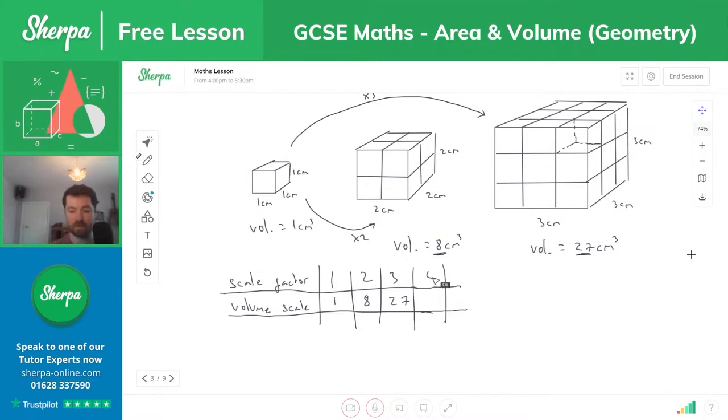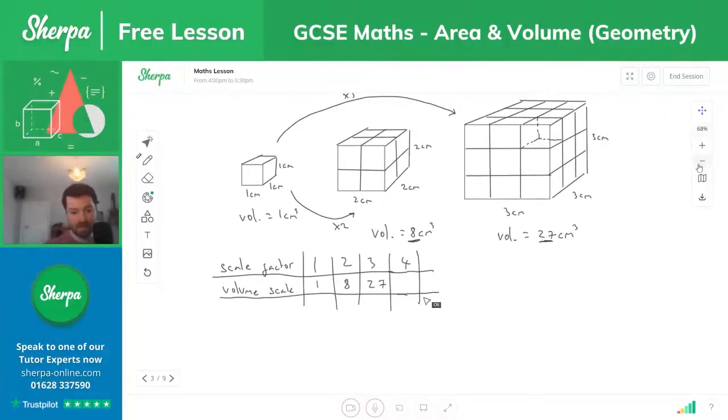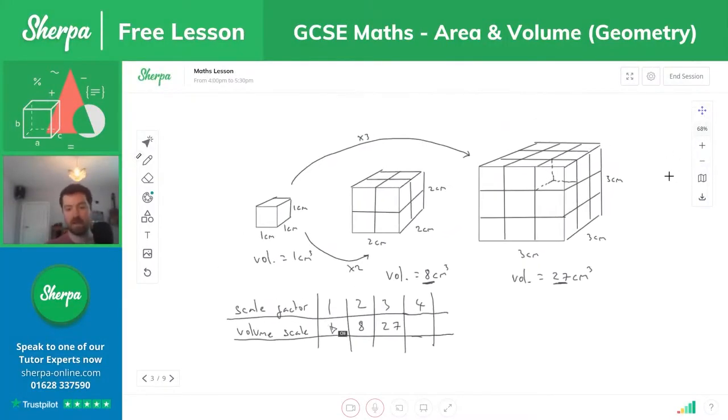If I was to fill in another one, if we imagined a much larger cube off the screen over here, some of you might be able to instantly tell me what the volume of that cube would be. These are all our cubic numbers. Just like we had square numbers before, these are our cubic numbers. And 4 cubed is going to be 4 times 4, 16, times 4 is 64. It's always good to have a few cubic numbers in the back of your mind. And I could do one more. 5 cubed is going to give me 125.